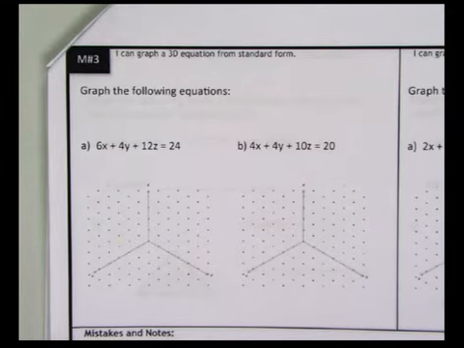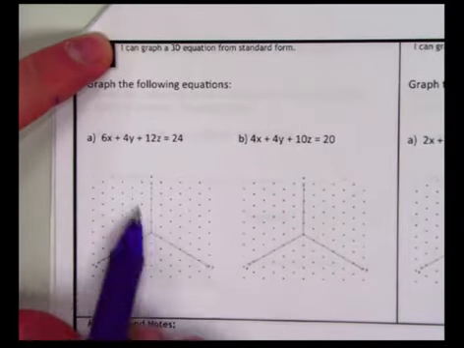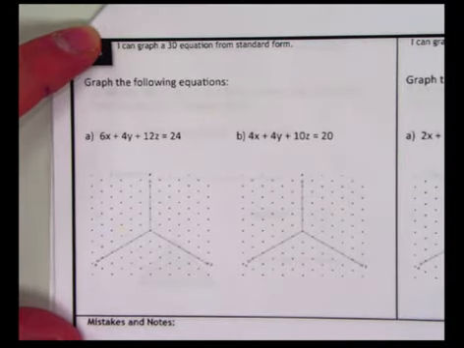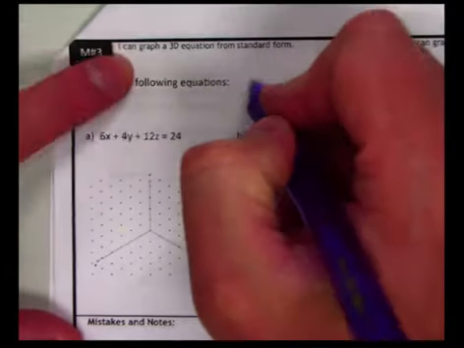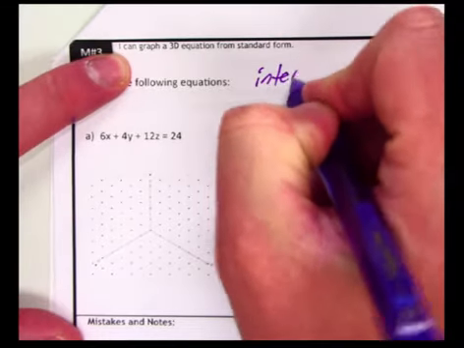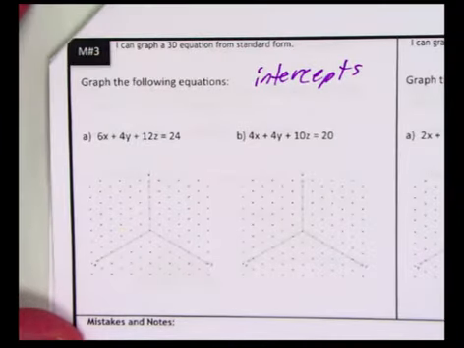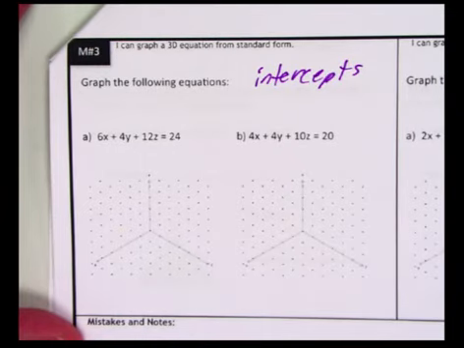This is target 3. I can graph a 3D equation in standard form. Graph the following. You'll notice that it has an x, y, and z variable. If you have 3 variables and you have your 3D plane, what we're looking for essentially is graphing the x, y, and z intercepts. So using the intercept method is the way to go.